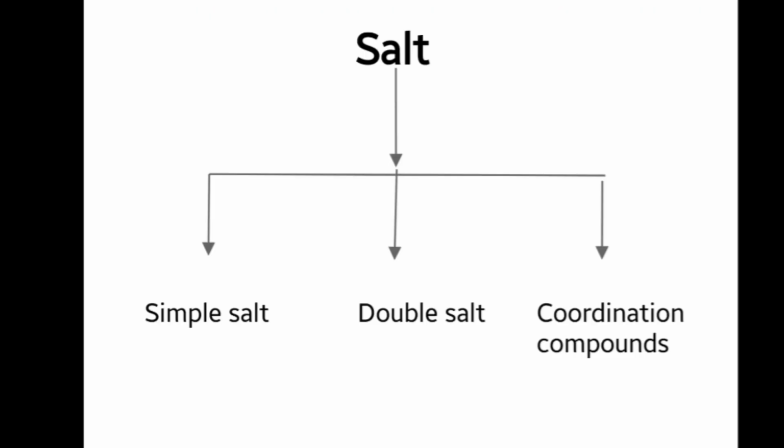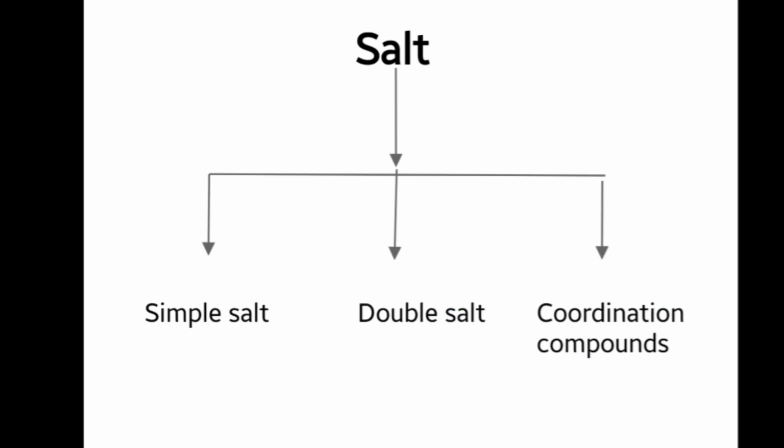In simple salt, you will have one acid radical and one basic radical, right? Example, NaCl, NH4Cl. All these are simple salts as they contain one acid and one basic radical, okay? So salt can be classified into simple salt, double salt, and coordination compounds or complex compounds, or complex salts.